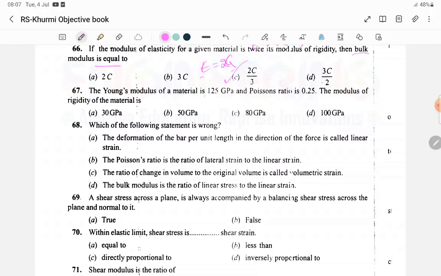Next, the Young's modulus of a material is given as this much, and the Poisson ratio mu is equal to this much. The modulus of rigidity, that is G, is what they are asking. So E is equal to 2G into 1 plus mu. In this formula you apply the values and you get the G. So 67 is B, 50 gigapascal.